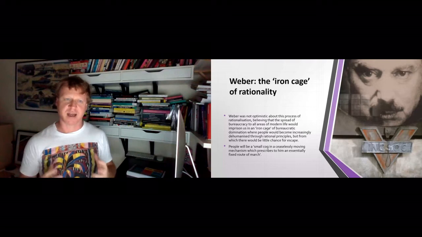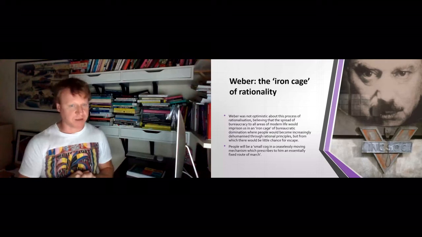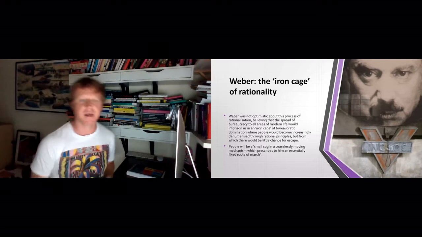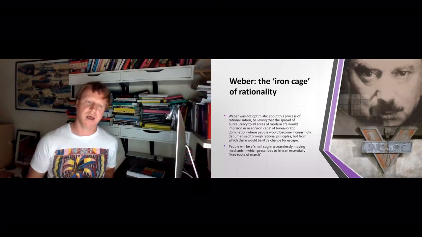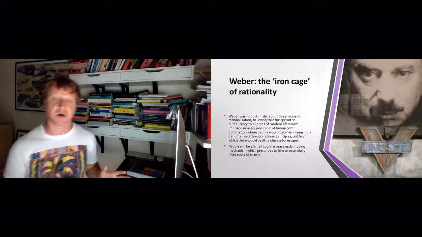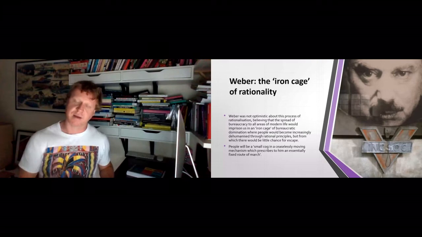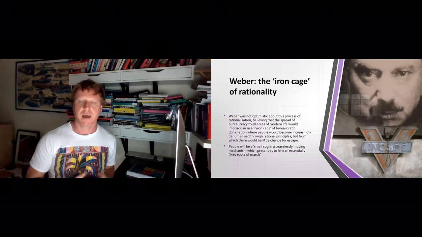People would be small cogs in a ceaselessly moving mechanism which prescribes to them an essentially fixed route of march. Weber is essentially arguing here that we've all experienced this kind of dehumanised relationship anytime we've been to Centrelink, where you get treated as a number, you get treated as a problem, really. In universities, it's increasingly the case as systems get rationalised, you spend less and less time with your lecturers or tutors. And you can see how this is very influential on McDonaldization that we looked at in previous weeks as well. Importantly here, Weber didn't see much escape from this. He could see it only getting worse.